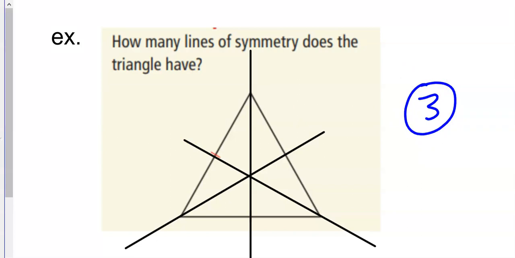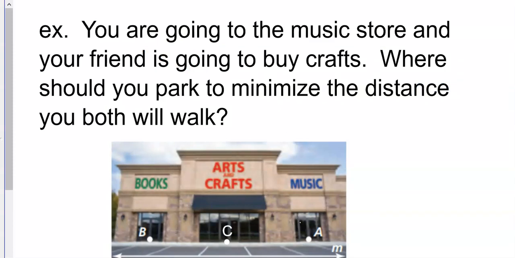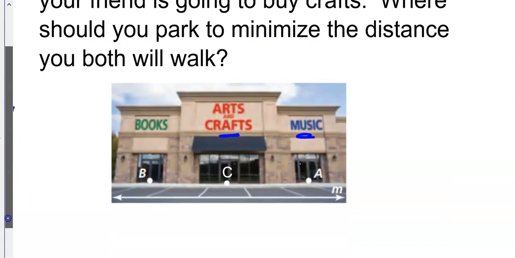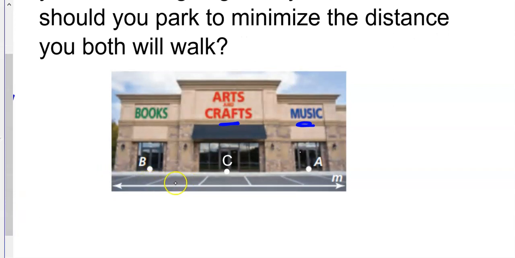All right, and then our last one. You're going to a music store. Your friend's going to buy crafts. So we've got music store, craft store. Where should you park to minimize the distance you both walk? So I'm parking, right? Which slot here? I guess that's store B, store C, store A. But if we're doing these 2, hopefully you see that it's going to be this one right here in between the A and C, because that's going to give us an equal distance between the 2. Okay? And again, thinking about symmetry just there a little bit.